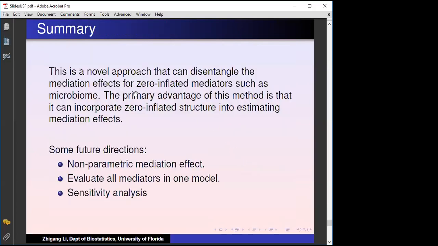So, a small summary: this is a novel approach to disentangle the mediation effect for zero-inflated mediators. We can estimate the parameters through two different routes simultaneously. Compared to the existing methods, the primary advantage of this method is that it can incorporate the zero-inflated structure into the analysis. Here are some future directions that we were considering for future projects.